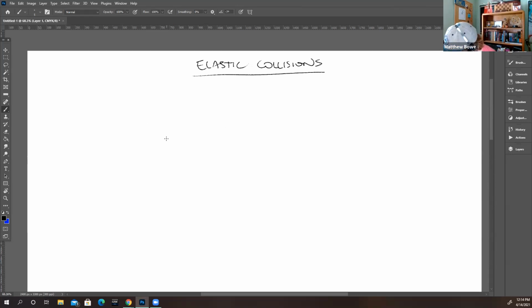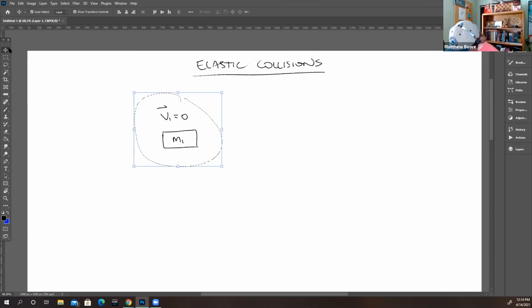Let's take mass 1, something that's right here. It's a glider or a cart. We'll call it mass 1, and it has a velocity 1 of 0 meters per second. And we have to always remember velocity is a vector, so I'm going to have that vector sign above it.